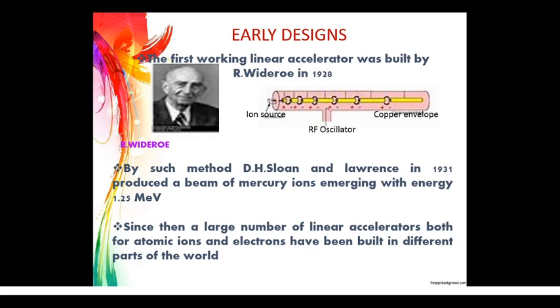Later on in 1931, Ernest Lawrence and D.H. Sloan produced a beam of mercury ions having energy 1.25 mega electron volt. So this is the history of LINAC. More and more developments were there so that we can attain particles with high energy.